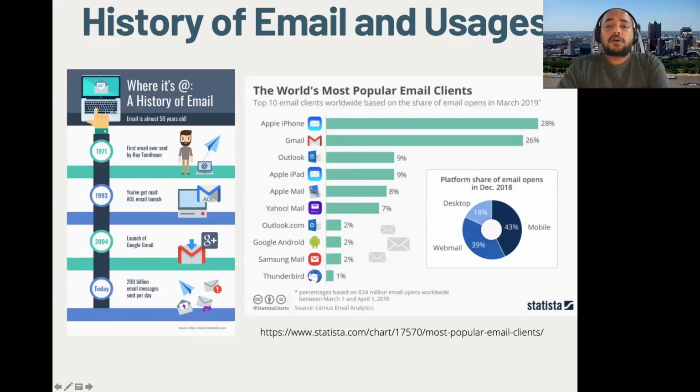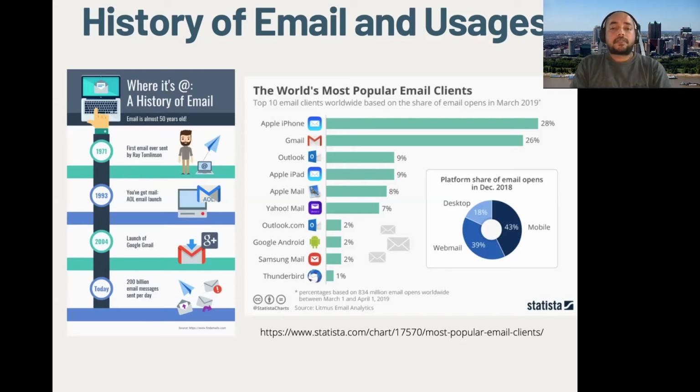If you look at the most popular email clients, the iPhone is one of the topmost, having 28% market share. But Gmail is equally comparable, at 26%. And you see relatively equal percentages of emails sent via mobile and desktop or web. This shows how Gmail has a wide presence in the community, and that's why you should know how to use it effectively.